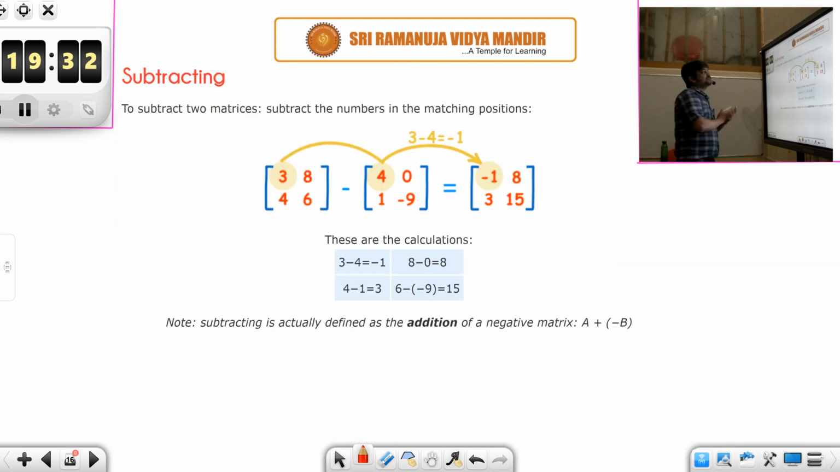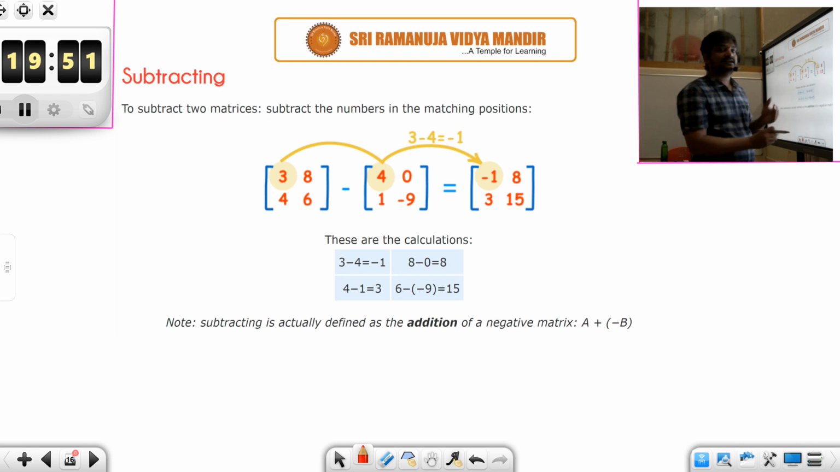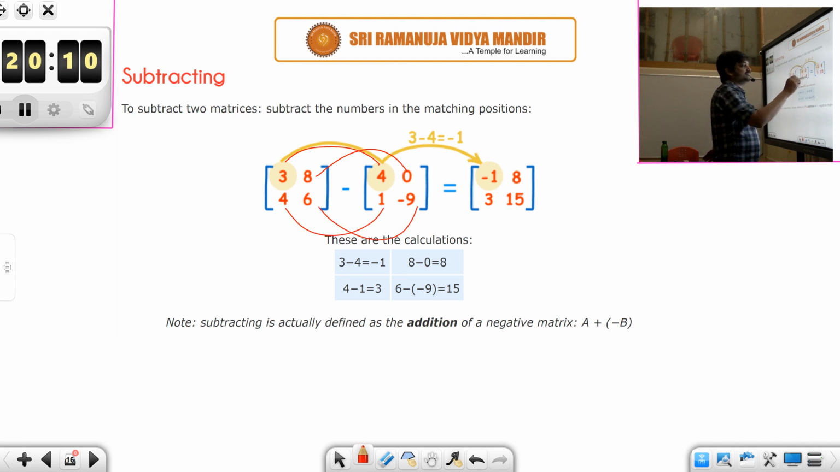Okay, students. And then subtracting. To subtract two matrices, subtract the numbers in the matching positions. See, the way we have added. How did we add two matrices? We added the entries in the matching positions, the entries in the same row and column numbers. Similarly, to subtract, we do subtraction in the matching positions. That is, subtraction is defined as 3 minus 4, 8 minus 0, 4 minus 1 and 6 minus of minus 9.